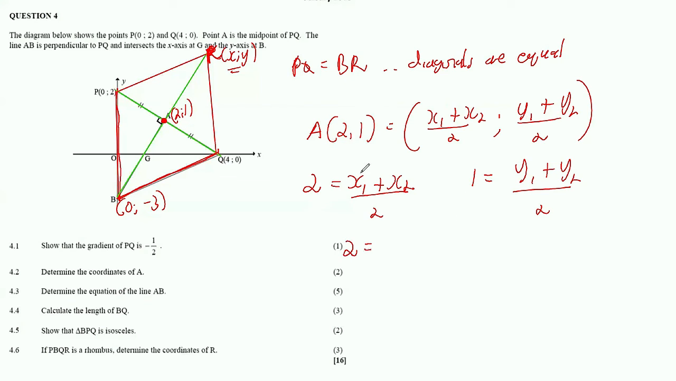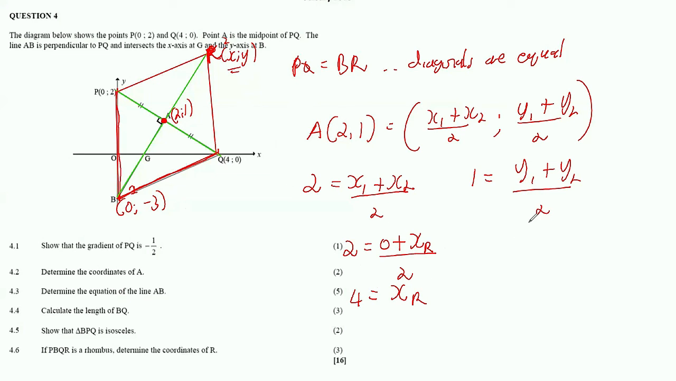Once I have that, I will say, okay, my x1 will be the coordinate for B and my x2 will be the coordinate for R. Then this is 0 plus the x coordinate of R over 2, because I do not have it. If I cross multiply here, that's 2 times 2, which is 4. 0 plus the x coordinate of R is the x coordinate of R. So the x coordinate of R, I find it as 4.